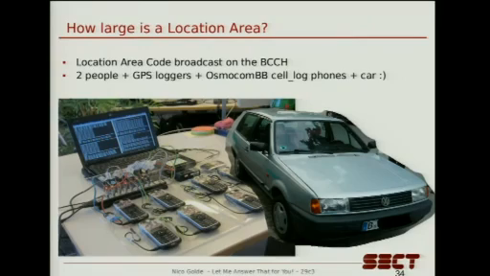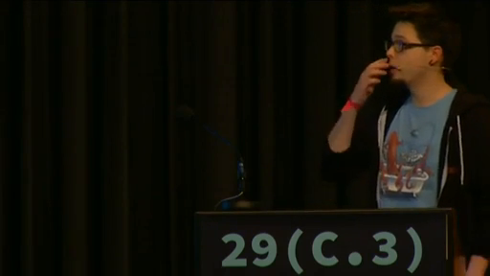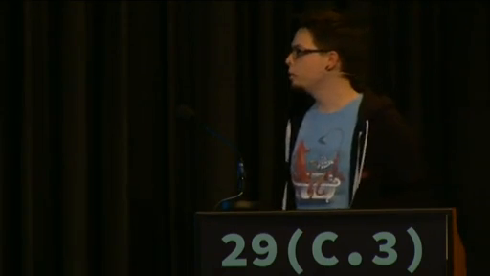So to determine the impact of this, it would be actually nice to know how large one of these location areas is, just so that you have an idea of what this means in practice. The identification for a location area is actually part of a message which is transferred on a broadcast channel as well. This is called the location area code. And by basically just using two people, a GPS logger and an application from Osmocom BB, which logs this broadcast information, a car, which is a picture of my car in this case, you can basically just map the entire location area by correlating the location area codes you've seen with the GPS data that you have.